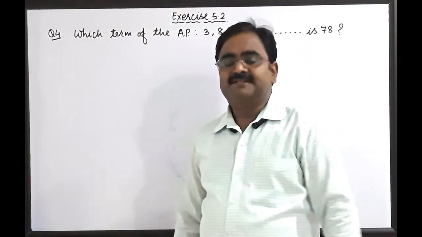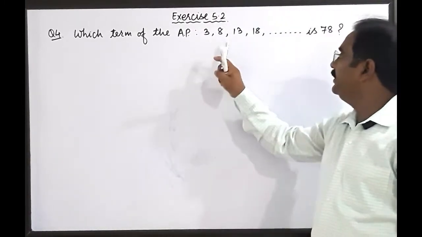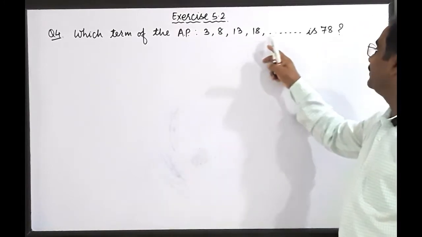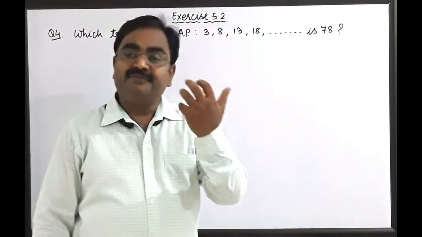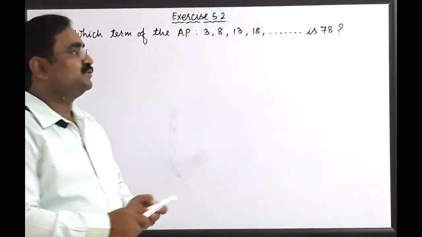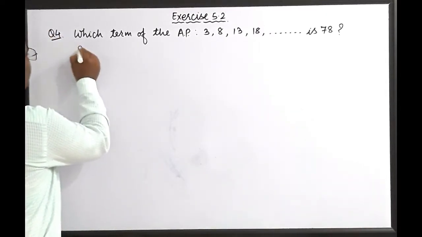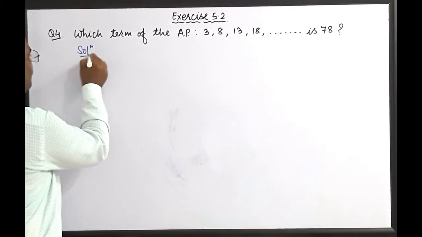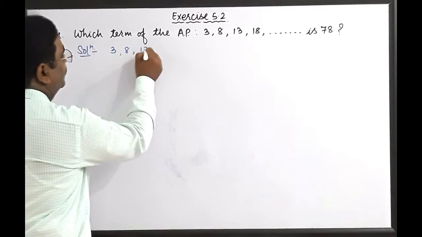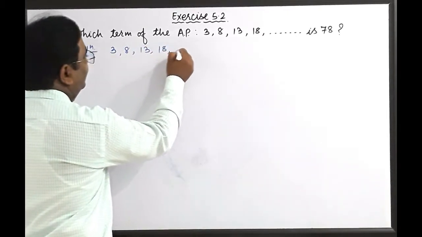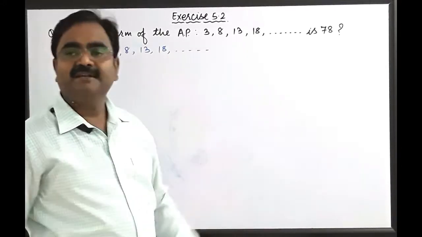Okay friends, let us see question number 4 of this. Which term of this arithmetic progression 3, 8, 13, 18, etc. is 78? Means 78 is which term of this series. So our given series is 3, 8, 13, 18, etc. इसका कौन सा टर्म 78 है ये हमें बताना है.